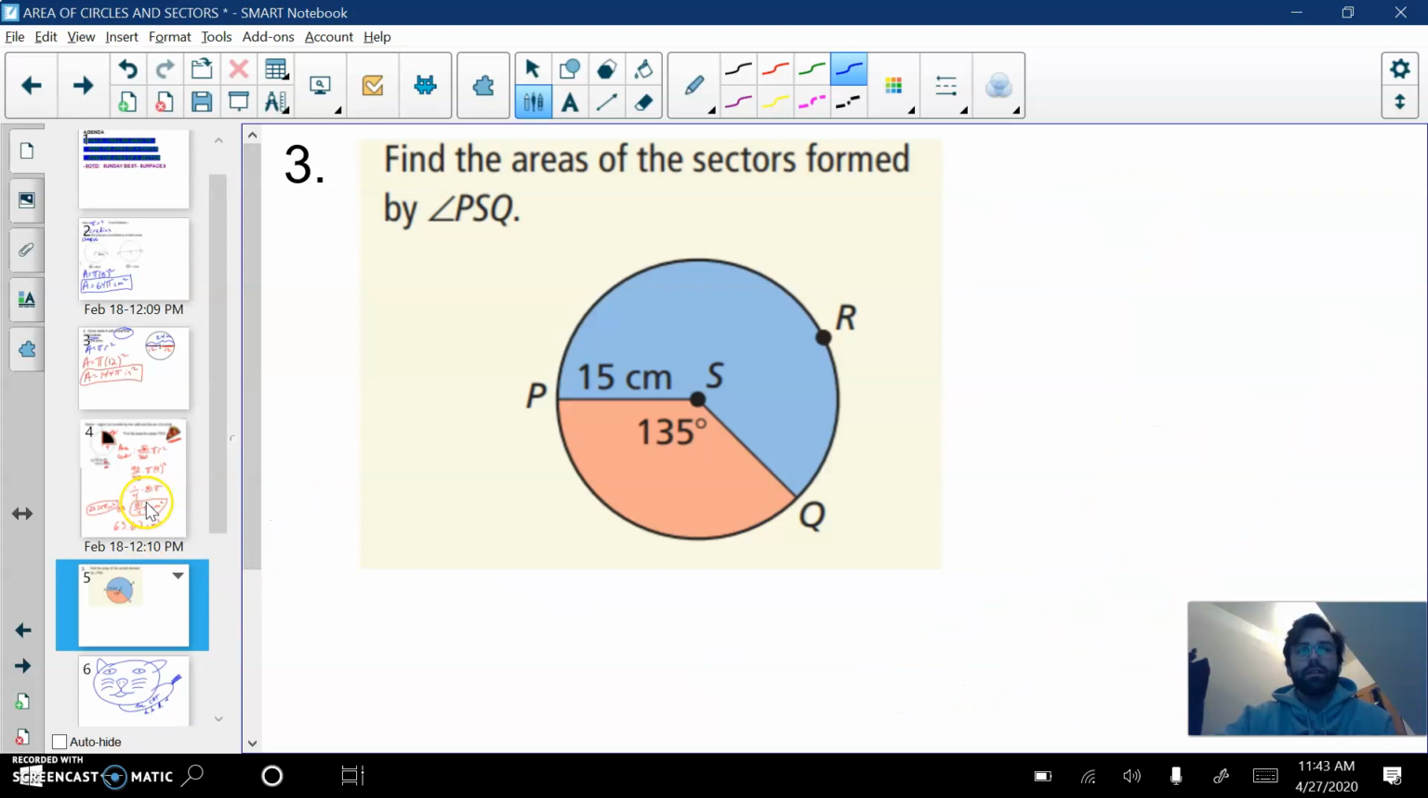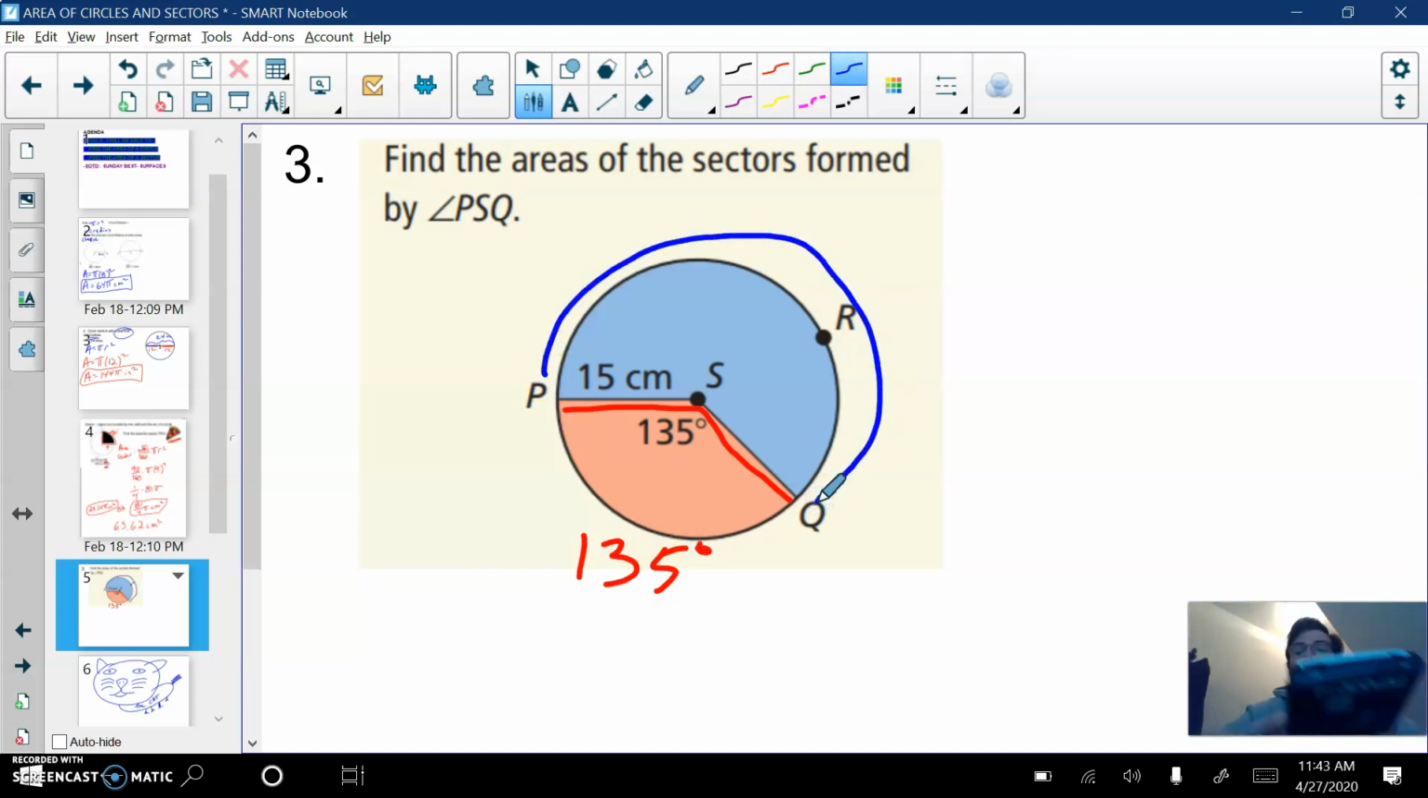But let's go back to some math. How about it? So we're going to find the area of the sectors formed by PSQ. What does this mean? This means that there are multiple sectors here. There are two different colors, so that's our two different sectors. PSQ is 135. Remember our rule from last week when we talked about arcs? If that's 135, then the arc is 135. I don't know the measure of my major arc PRQ. However, I know there are 360 degrees in a circle, so I can do 360 minus 135 to get 225 degrees for the measure of that arc.